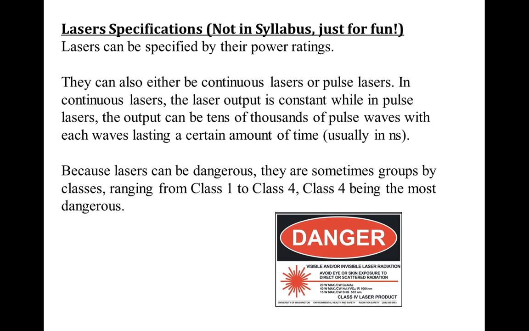In pulse lasers, you can imagine the light to be flickering on and off, on and off, and on and off repeatedly. However, because this rate of on-off is very fast, usually in the time of nanoseconds, you might not see the pulses. However, we still call these pulse lasers. Lasers can also be classified by their energy levels, class 1 being the least dangerous and class 4 being the most dangerous.